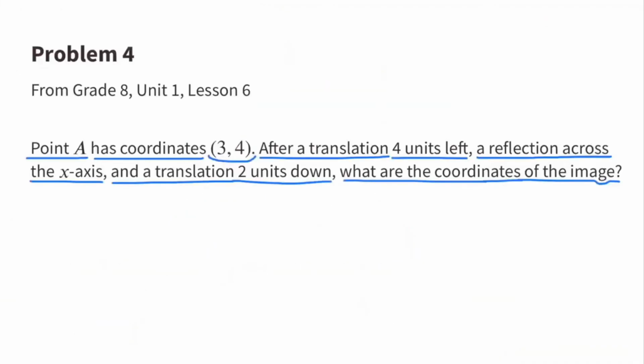Number 4. Point A has coordinates (3, 4). After a translation 4 units left, a reflection across the x-axis, and a translation 2 units down, what are the coordinates of the image?